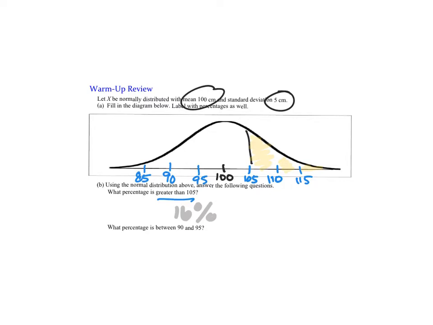What percentage is between 90 and 95? That is here. And again, that particular percentage is 13.5. Okay, so if you don't recognize those percentages, they show up in the slides coming up as well, and I believe they're given on the test.